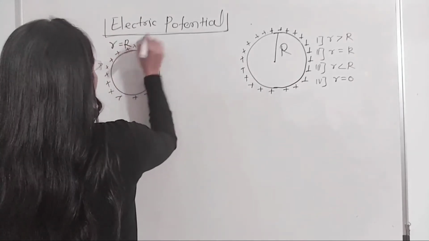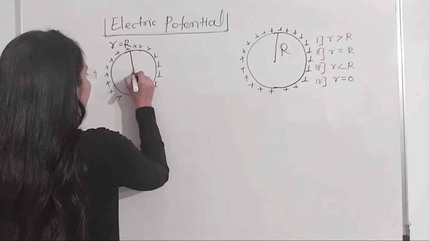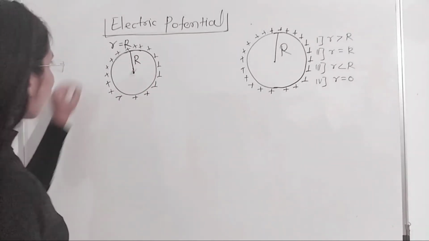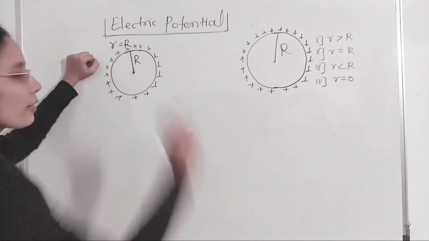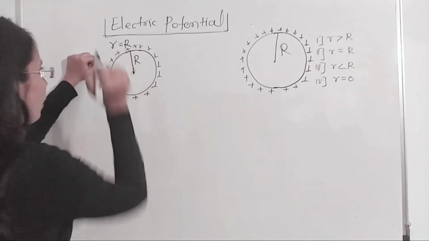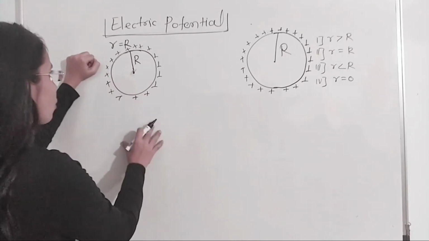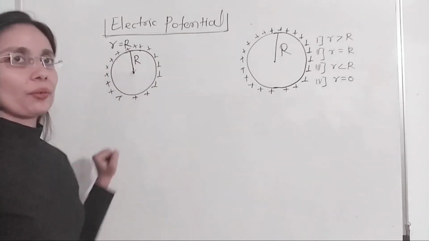Okay, this is the plus Q charge, and the radius of that hollow sphere is capital R. So we have to find the electric field at a point when r is equal to capital R. It means that we have to find the electric potential on the surface of the hollow sphere.